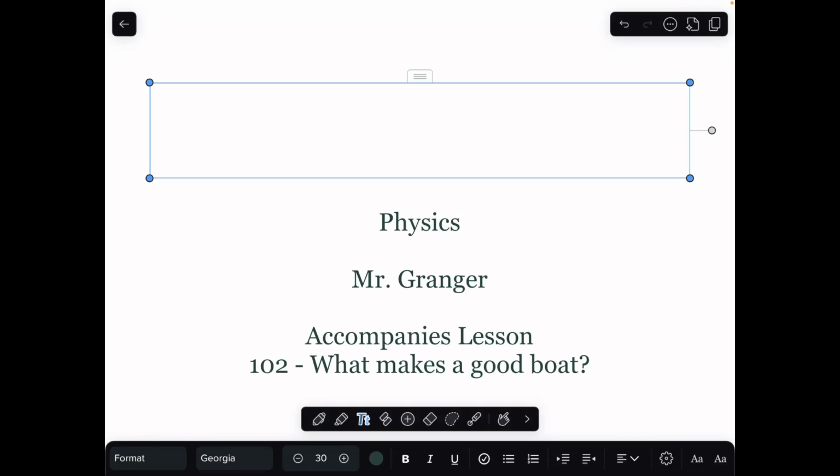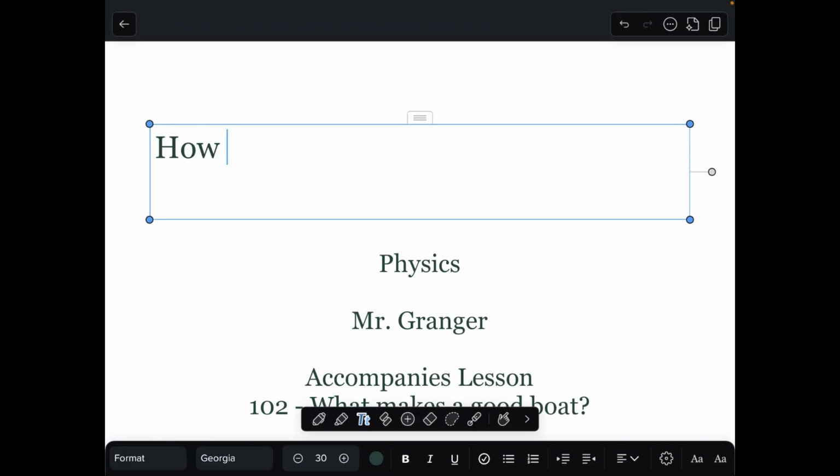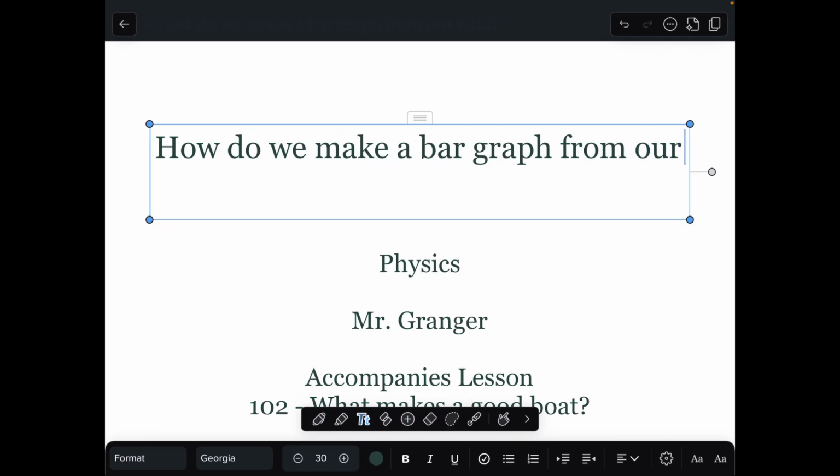This is Physics with Mr. Granger. This video accompanies the lesson 102, What Makes a Good Boat. And in this video, we are going to look at how do we make a bar graph from our data.